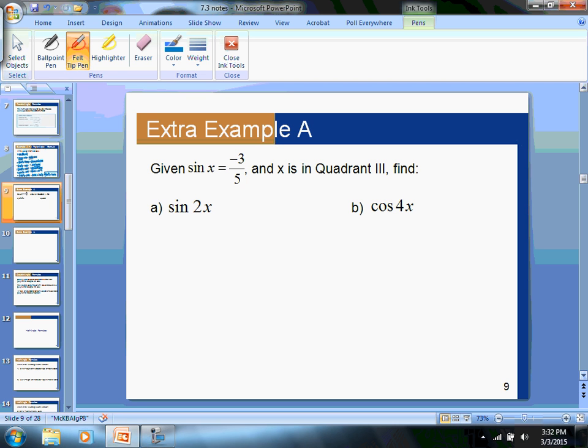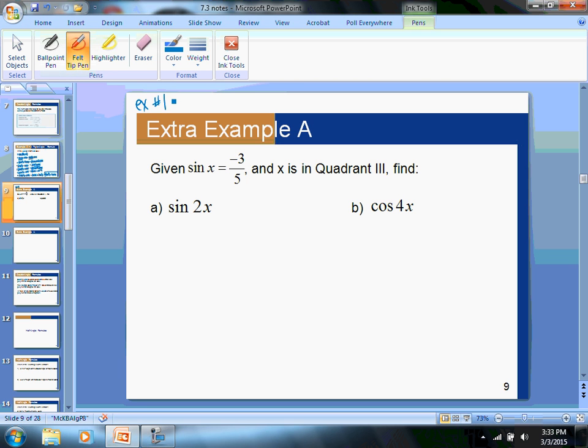Okay, now these 2 examples, these are a little bit nicer because you actually get a numerical value for them. So if you look at example number 1 in your book, number 1 is similar to this example as well. So if you want to see more examples like this, look at example 1 in your book.